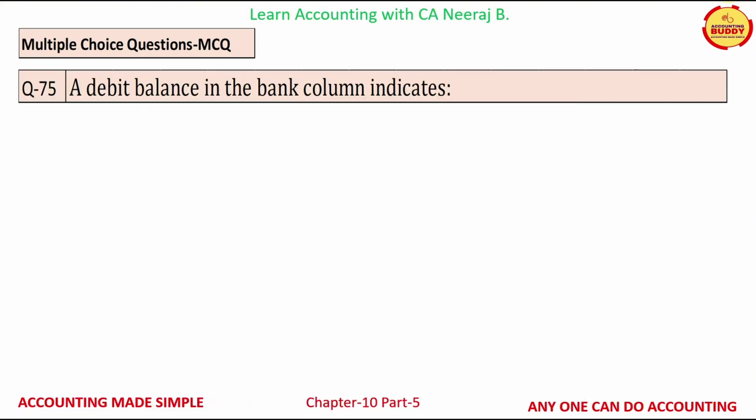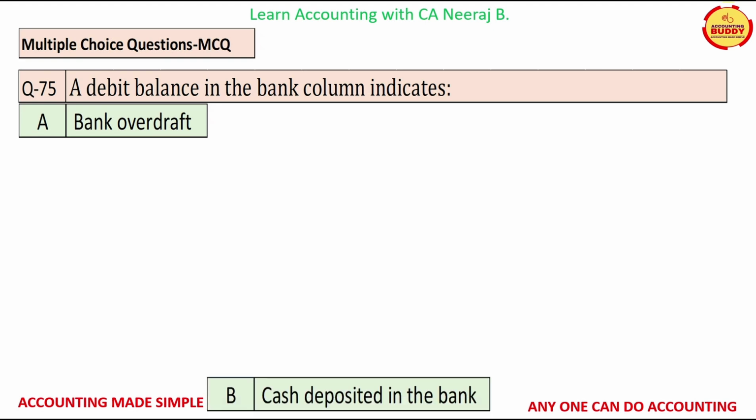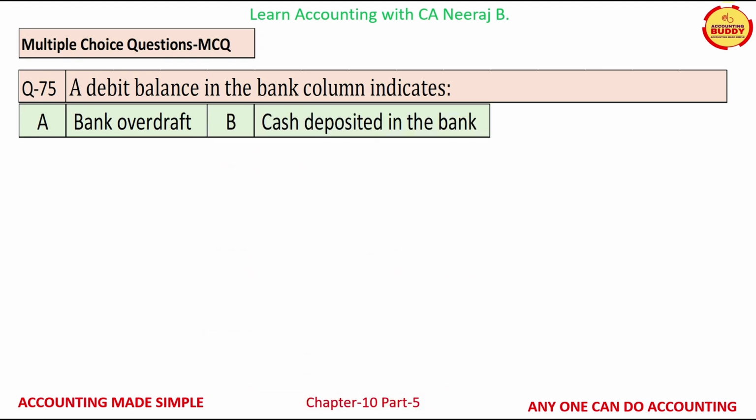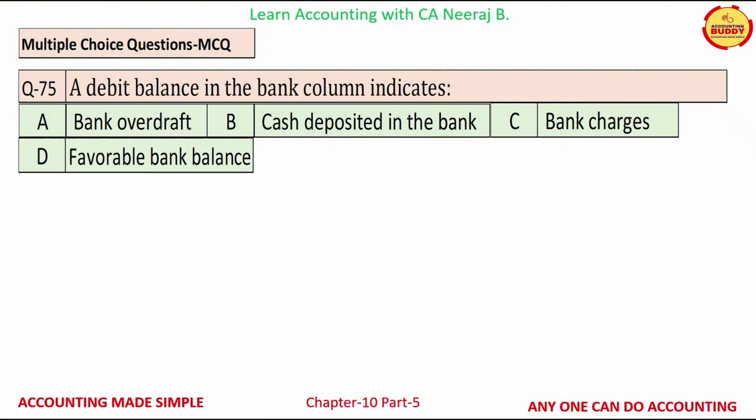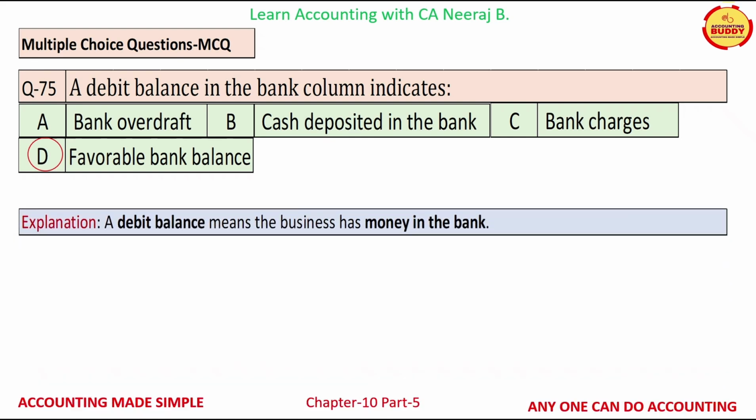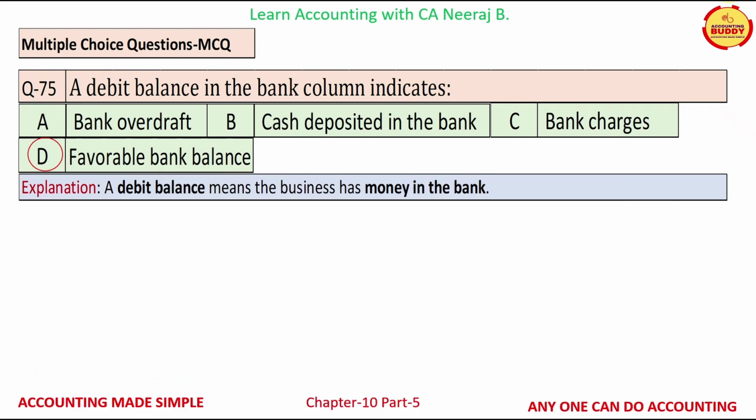Question 75 is, a debit balance in the bank column indicates option A, bank overdraft, option B, cash deposited in the bank, option C, bank charges, option D, favorable bank balance. And the correct answer is option D, favorable bank balance. A debit balance means the business has money in the bank.